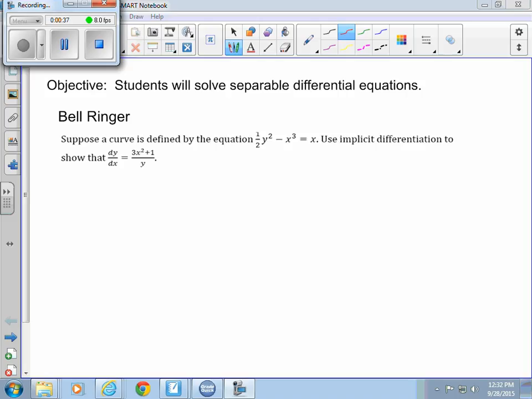Okay, so find the derivative of 1/2 y squared first with respect to x. That makes it 1/2 times 2, which is just 1, y to the first power times dy/dx. Right? It's implicit differentiation. You take the derivative, but you keep in mind that y is a function of x. So anytime you take a derivative of y, you get a y prime.